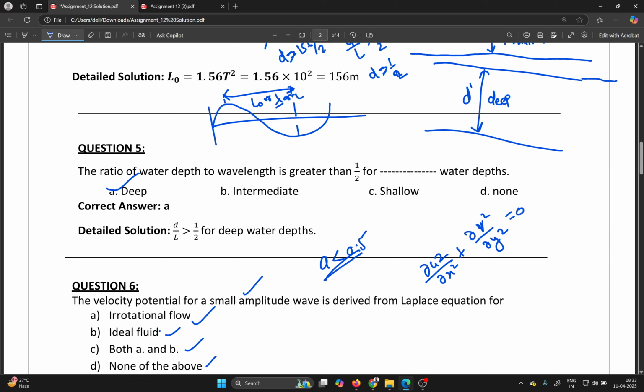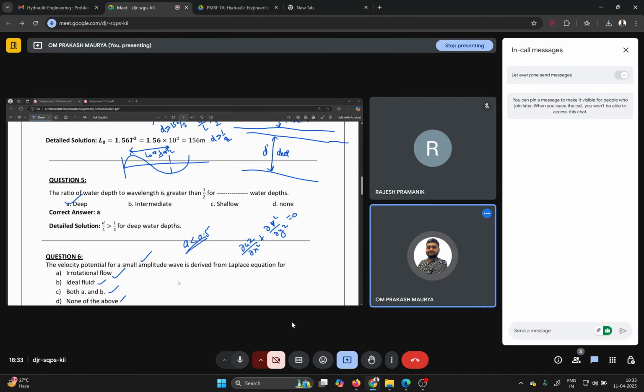So you have 1 minute. If you know, you can write your answer in the chat box. Rajesh, you can write your answer in the chat box if you know the answer. I'll wait 1 minute. Then after I'll show you the answer. Then I'll move on to question number 7.